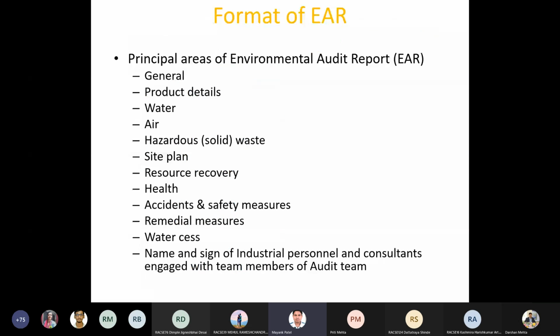Now we'll go with the format of the EIR, which is important. The principal areas of any environmental audit report will be this only, and the format is given by GPCB. So you need to stick to the format.